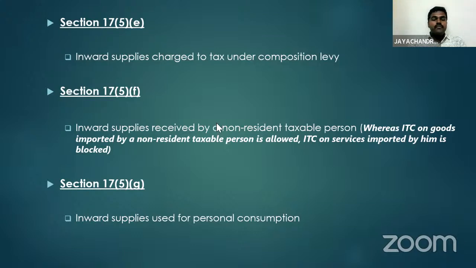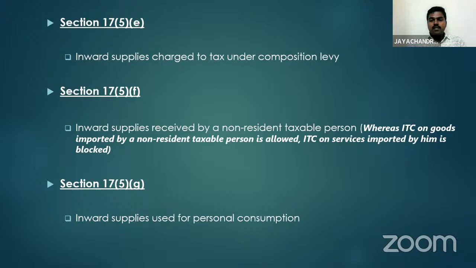Next, clause F, section 17, subsection 5. Inward supplies received by a non-resident taxable person. See, who is a non-resident taxable person? A non-resident taxable person is someone who is a non-resident. He occasionally comes to India and trades or provides some service, and he will fly off. Those persons are non-resident taxable persons. He will not have a permanent place of business in India.